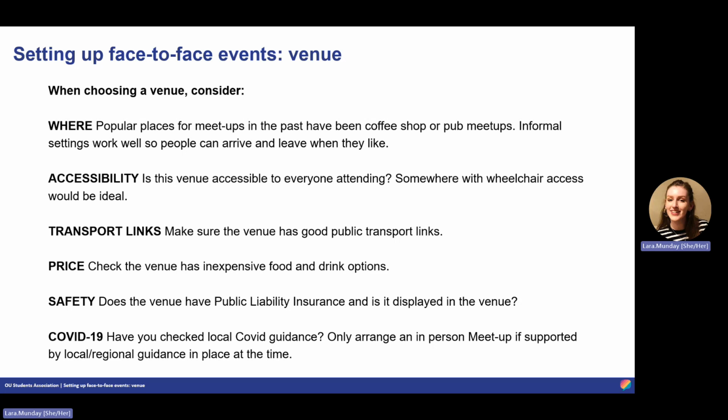Price, make sure the venue has inexpensive food and drink options so people can come along and just get something that isn't too expensive and that they're able to join in. Make sure there's public liability insurance and it's displayed in the venue. So if you're in the UK, this applies to you. If not, it may be called something different. We've mentioned this on the safety checklist. So have a look at what the equivalent is in your area.